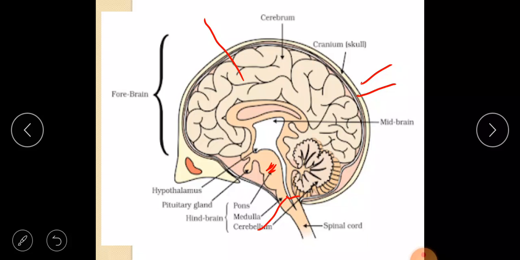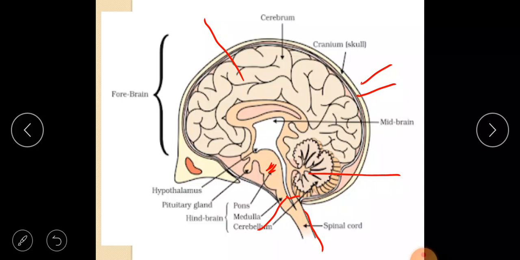The pons region of the brainstem helps in regulating the rate of respiration. The remaining part, the medulla oblongata, moves into the vertebral column and forms the spinal cord. This portion is the cerebellum. I have already mentioned the functions of this cerebellum.